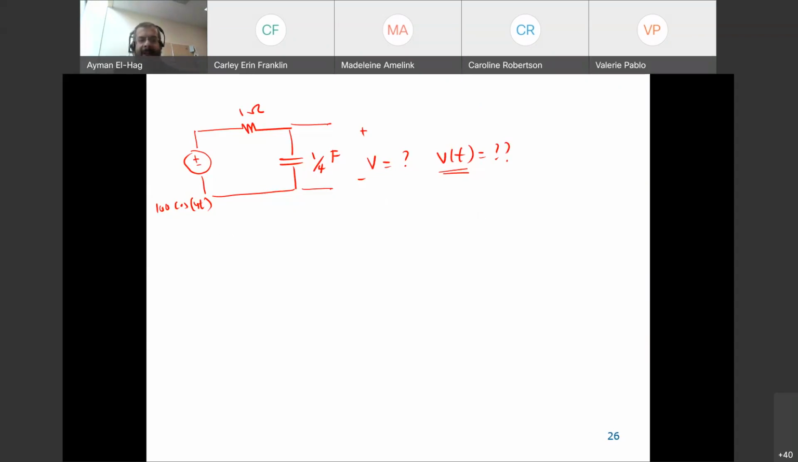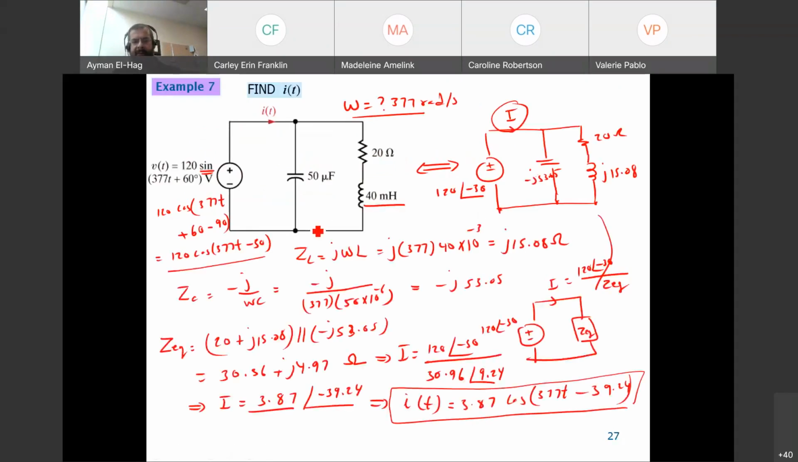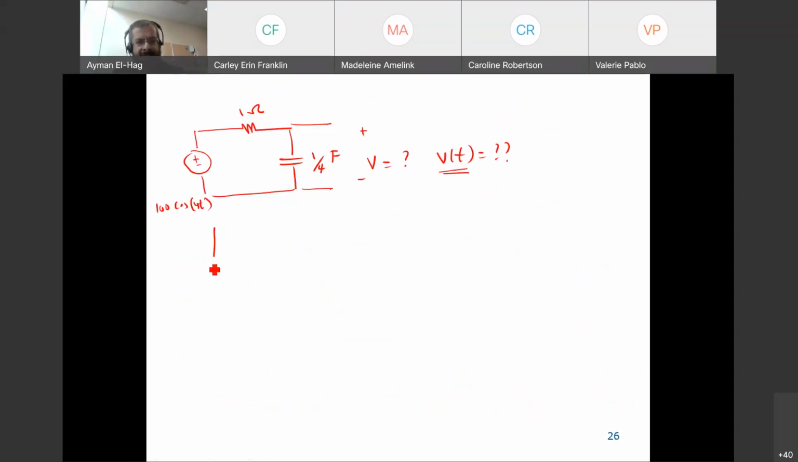Okay, so now let's apply what we have learned here. The first thing, we need to convert the circuit. So we need to convert the supply, and we can convert the capacitor. The supply is 100, and the angle is 0 because there's no phase shift. This stays as it is, and this is minus j over omega C. So minus j, omega is 4, and C is 1 over 4. So this is equal to minus j.